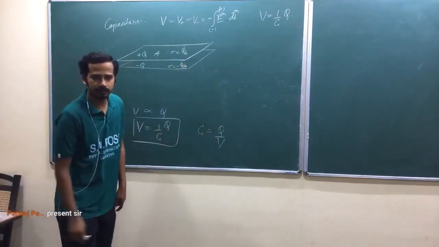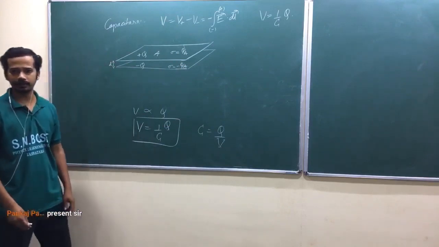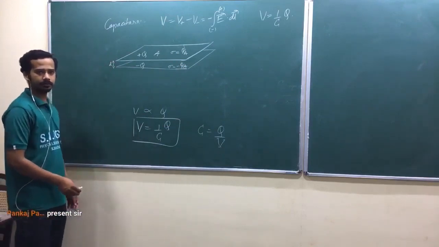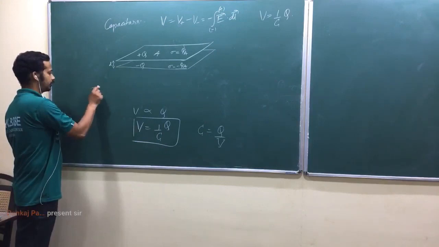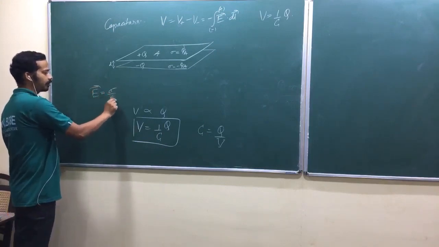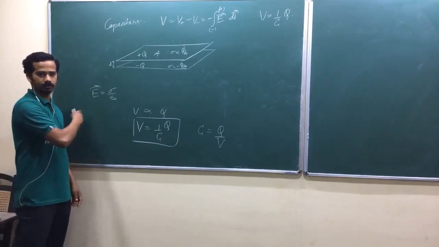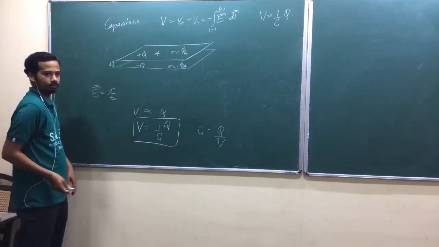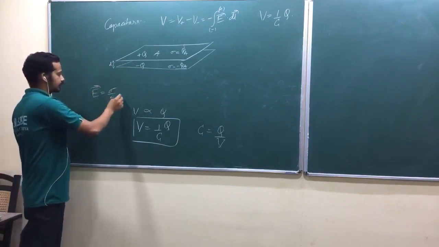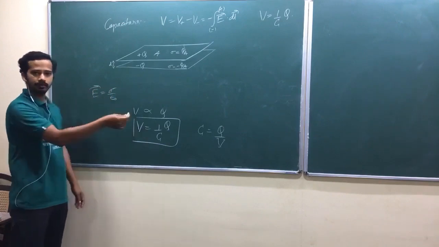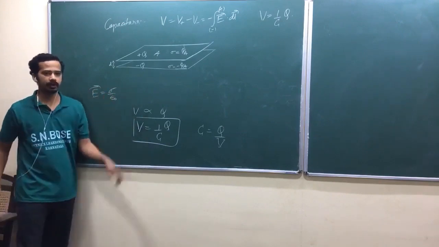Because I think you remembered electric field in terms of surface charge density, am I right? Electric field between the capacitor is sigma by epsilon naught, am I right? Due to one infinite plane, sigma by 2 epsilon naught. So, due to two of them, it will add up and you will get sigma by epsilon naught, from positive plate to negative plate, isn't it?